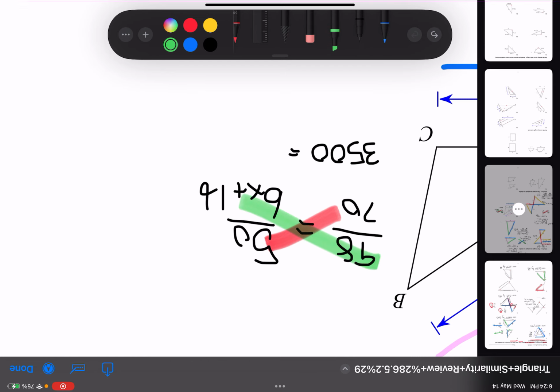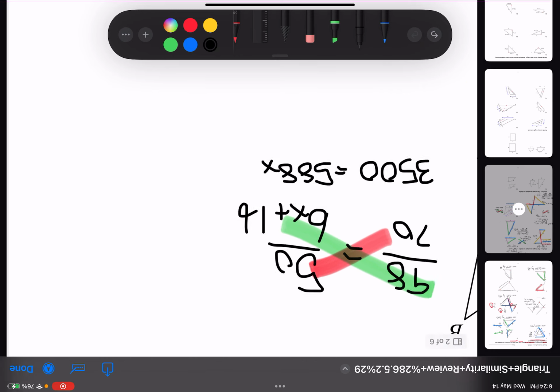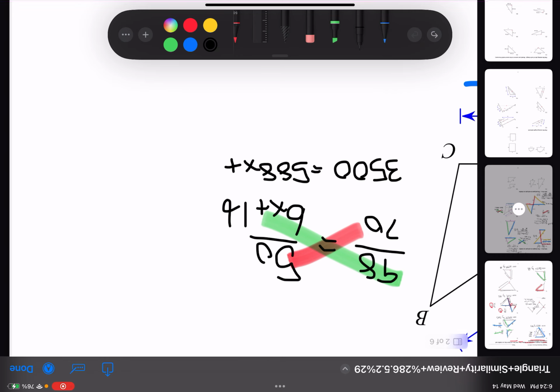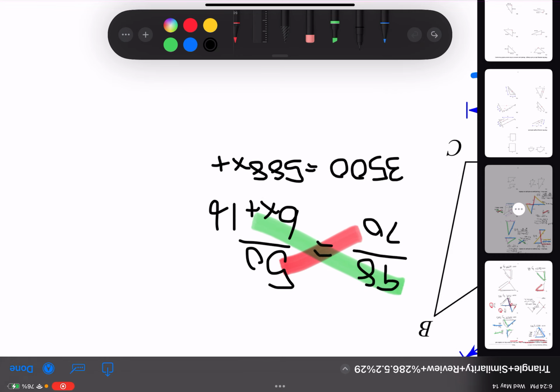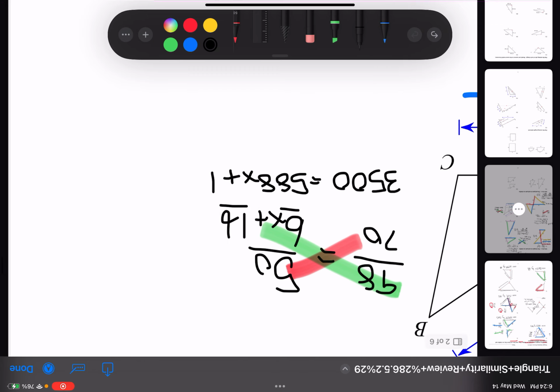Second line, 98 times 6x, which is 588x, and then time to do the 98 times the 16. Remember, the x and the non-x terms are two different units, so you need to do them separately. We can't really add them together. Plus 100.